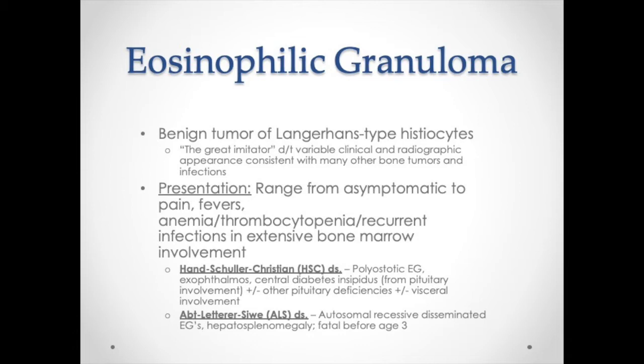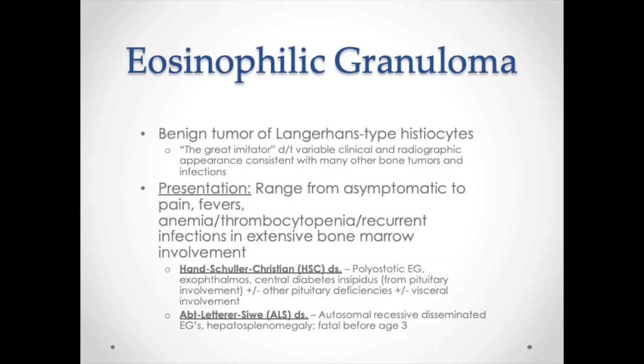Hand-Schüller-Christian disease is a polyostotic eosinophilic granuloma with exophthalmos from deposits behind the eyes, as well as central diabetes insipidus from pituitary involvement, with or without other pituitary deficiencies and/or visceral involvement. These tend to be disseminated diseases that need chemotherapy in addition to potential local treatments depending on the degree of structural damage. Letterer-Siwe disease is a widely disseminated disease. It's autosomal recessive and it involves hepatosplenomegaly and extensive bone and organ involvement that typically is fatal before age 3.